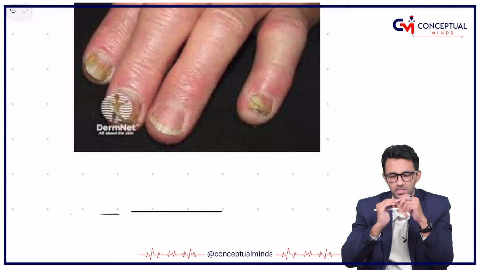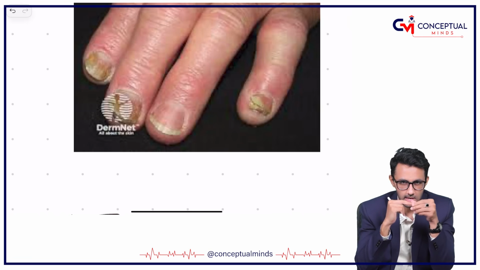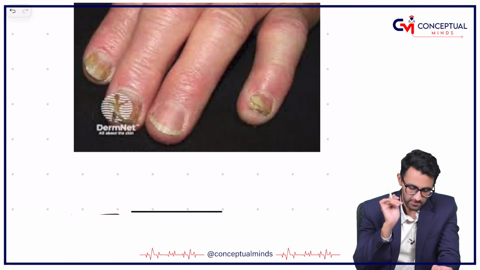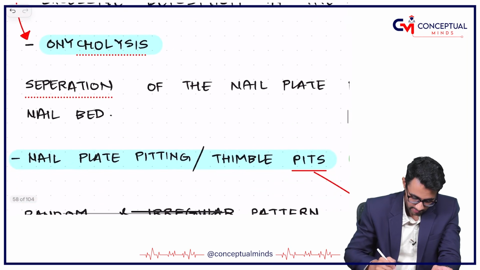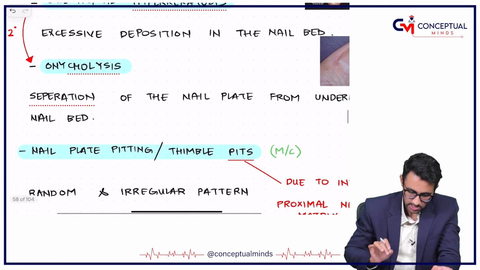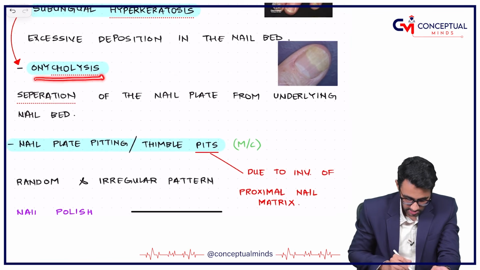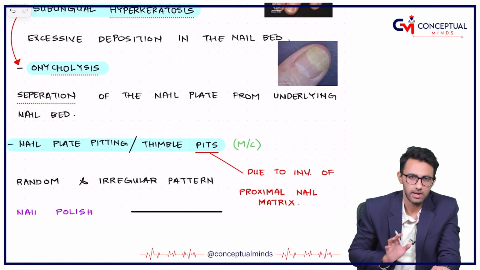Because of the extreme proliferation in the base of the nail, you can see that it's almost being uprooted. Yes, the nail is almost pushed. Because of this, we have another finding called onycholysis. The separation part is called onycholysis: separation of the nail plate from the underlying nail bed.